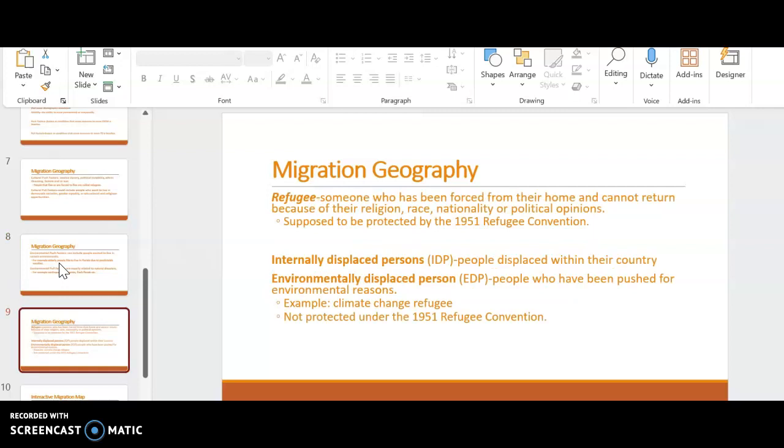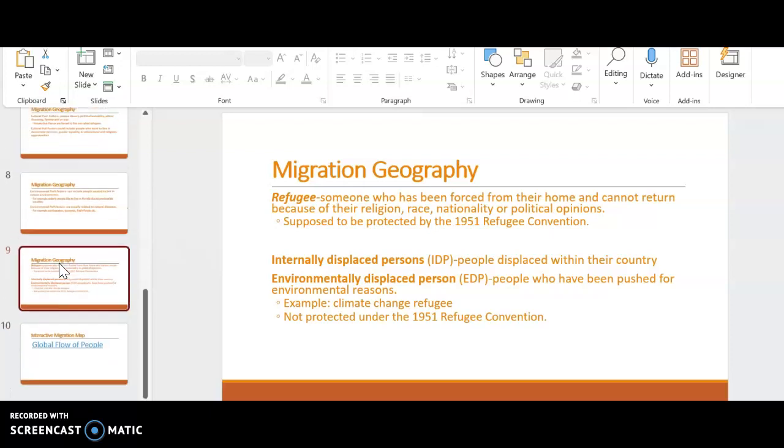A refugee is someone who has been forced from their home and cannot return because of their religion, race, nationality, and it's supposed to be protected by this 1951 Refugee Convention, and that is really important. If you're internally displaced, you're an IDP, people displaced within their country, and environmentally displaced people are known as EDP. And here I have on here, but the problem is they're just not protected under that 1951 Refugee Convention. It's going to become a big hot topic in the future because, especially with sea level rise, and last week we talked about population density and how many people live close to water sources. This is going to become a topic in the future.